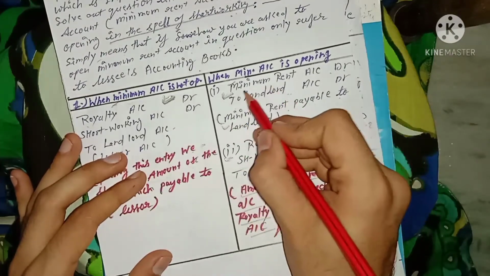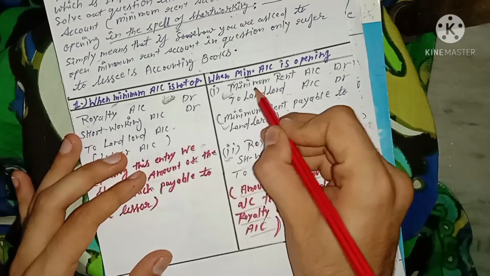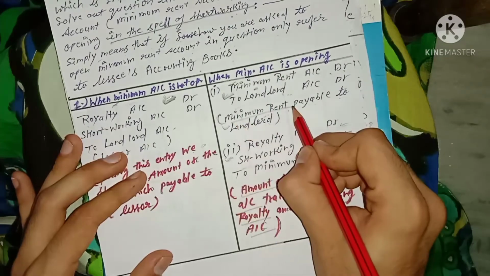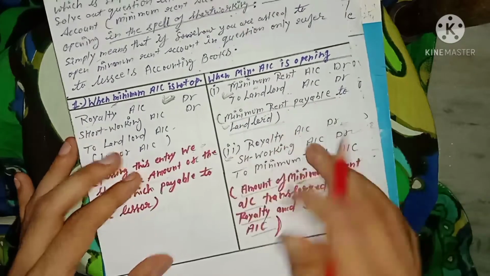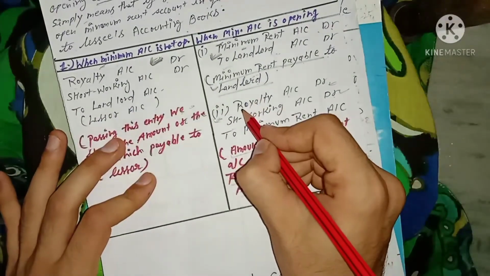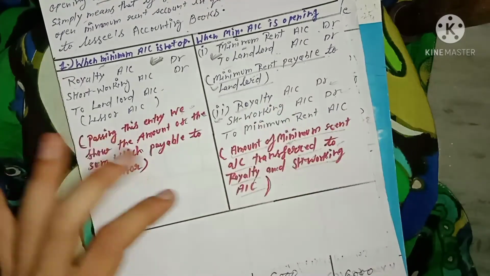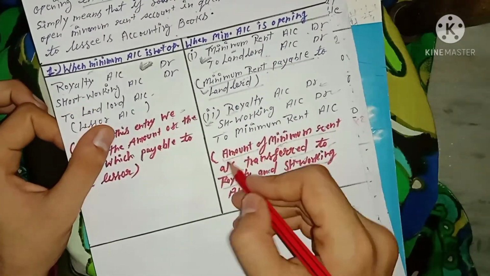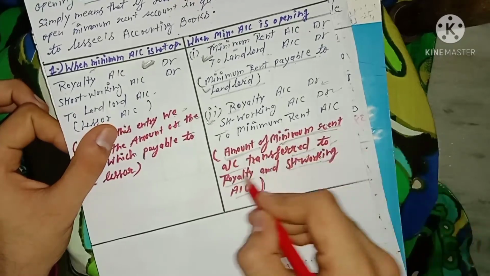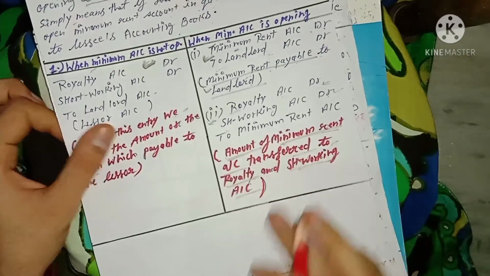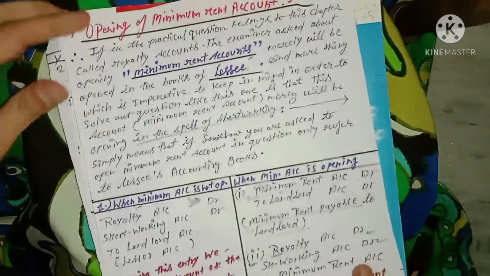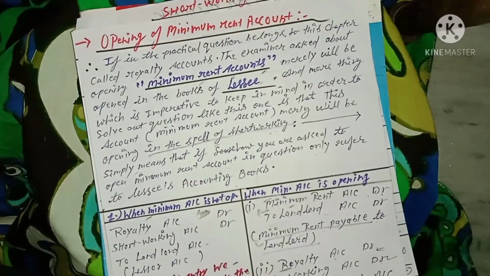Just like a minimum rent account, passing such an entry, minimum rent account to the landlord, you simply present the minimum rent which is payable to the landlord, and in the other entry, you present the amount which is transferred to the royalty and short working amount. Okay, so in this video we are done with this topic which is called opening minimum rent account.